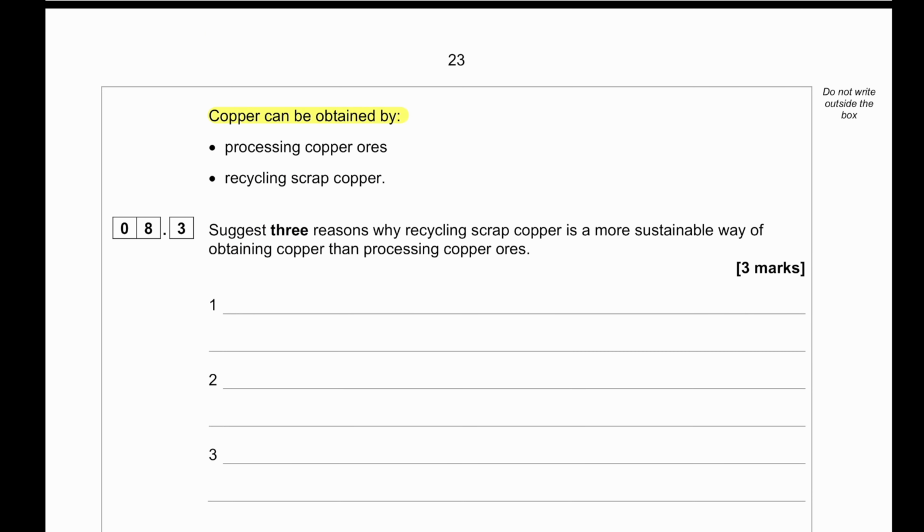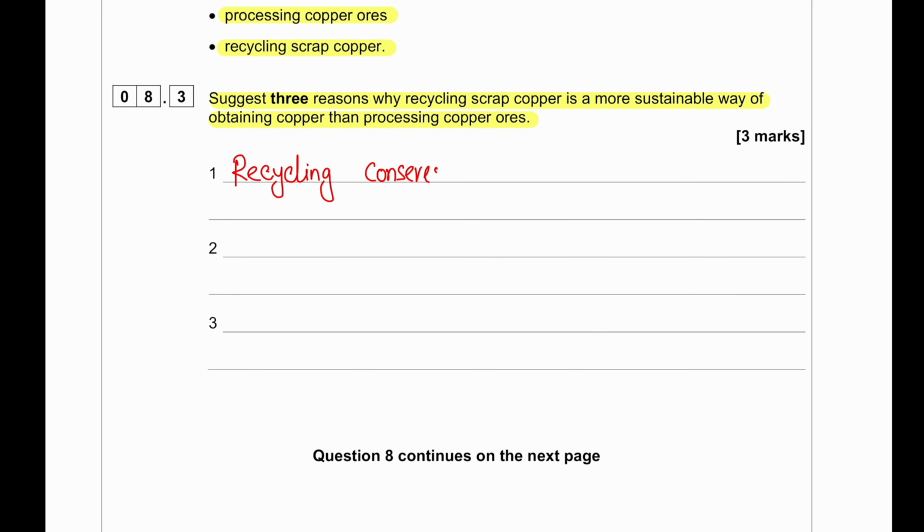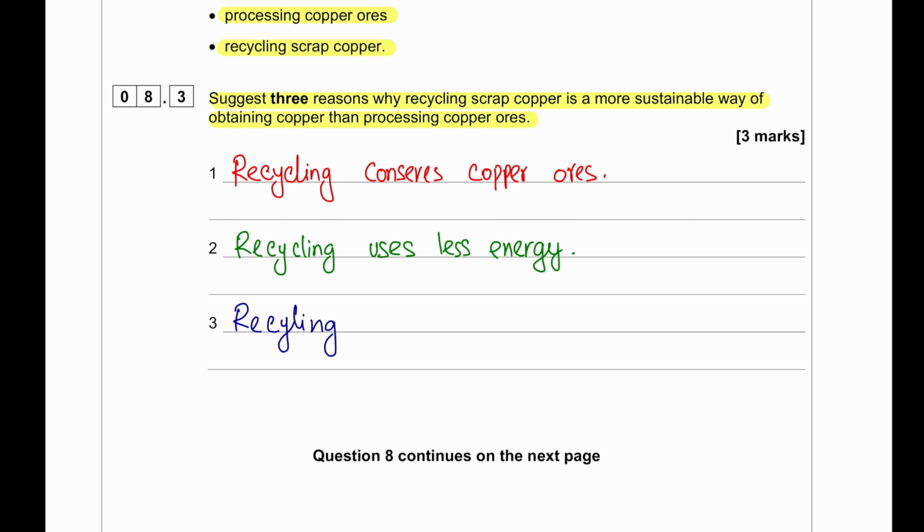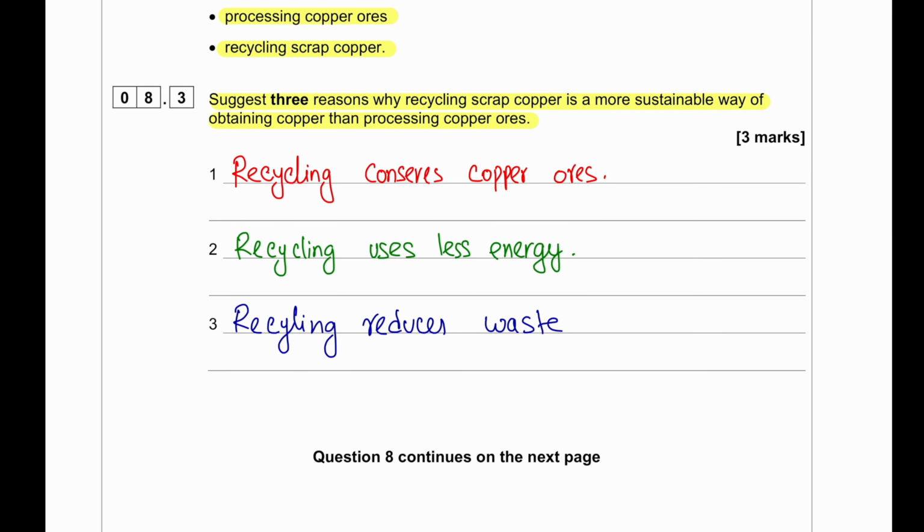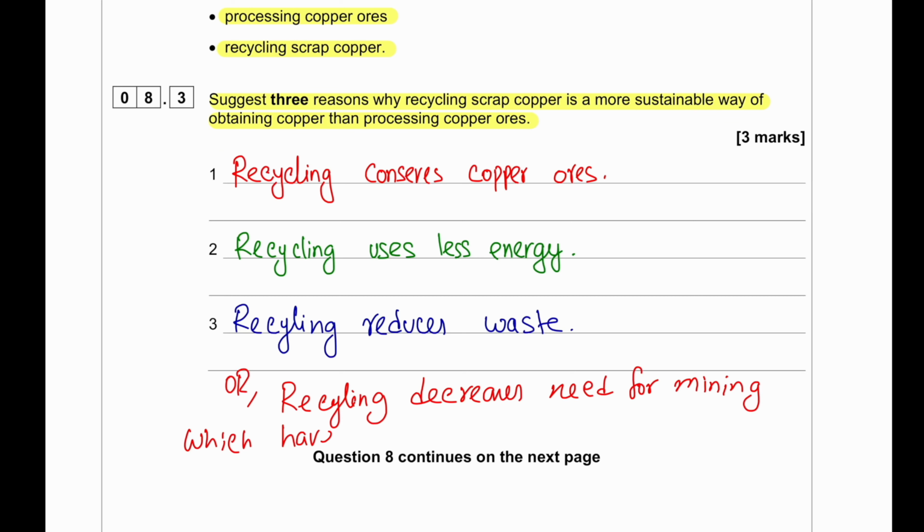Copper can be obtained by processing copper ores or recycling scrap copper. Suggest 3 reasons why recycling scrap copper is a more suitable way of obtaining copper than processing copper ores. When recycling is done, it conserves copper ores, because copper ores are a finite resource. Recycling uses a smaller amount of energy, and recycling also reduces waste. And the more we recycle, the less we will have to quarry or mine that particular ore, which means there will be less environmental impact.